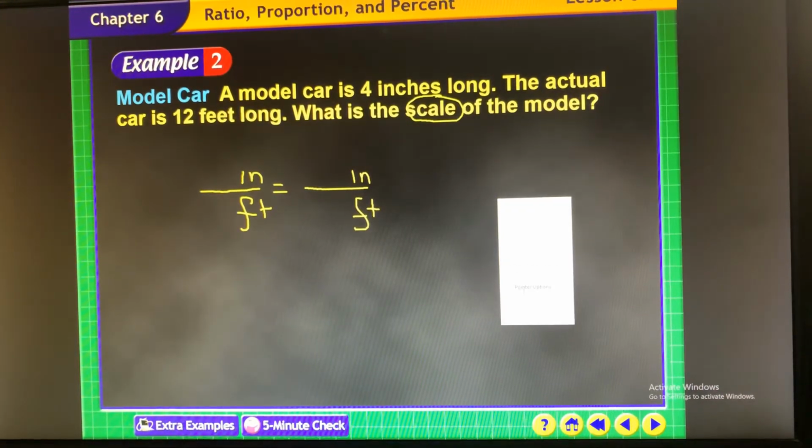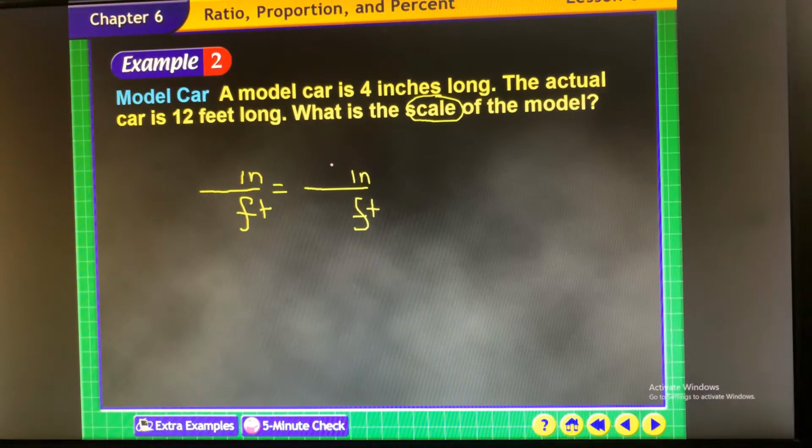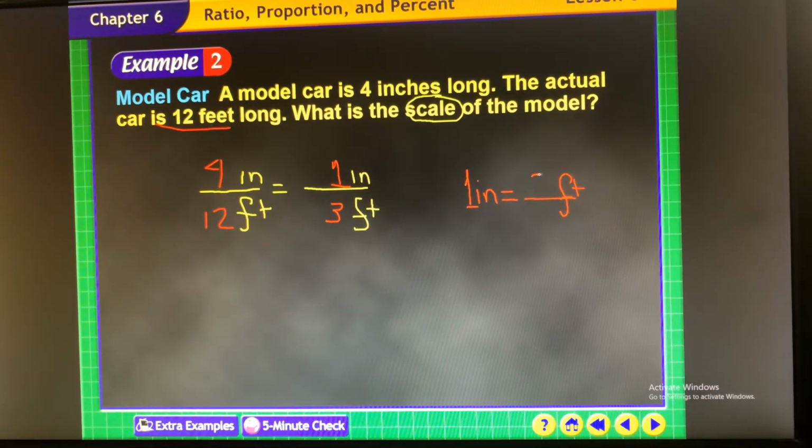You get to assume something here. You will always assume, as we're working on this section, that your scale will always be 1 inch equals something, and then whatever unit it is, but it's always going to be 1 inch first, okay? Then this information's in your story. It's 4 inches and 12. So cross multiply, 1 times 12 is 12, divided by 4 is 3. So for every 1 inch, that equals 3 feet.